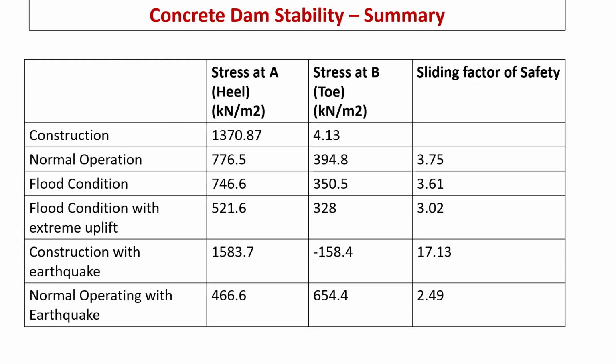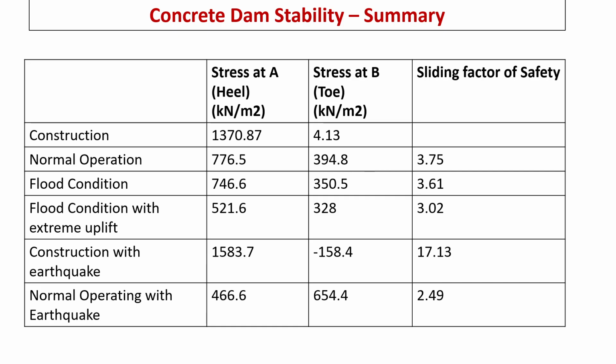We have worked out the stability for all the conditions shown here. Out of 6 conditions, tension is being developed at toe in construction with earthquake loading condition. As this is rare and as per the respective standards, tension limits have to be prescribed. Sliding factor of safety decreased from normal operating case to normal operating case with earthquake.